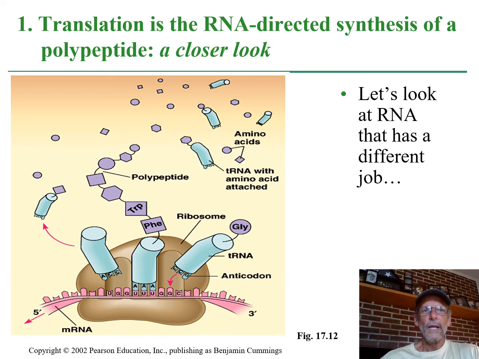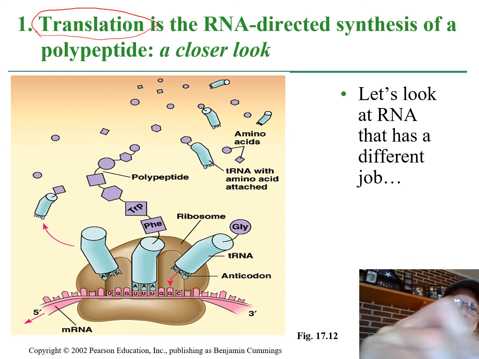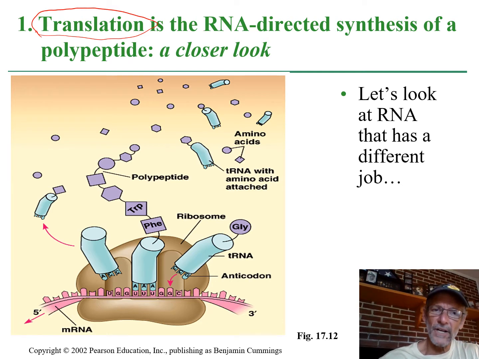Here's now the process called translation. We've made this RNA, and now we're going to use it to make proteins. Well, now we have some different kinds of RNA. First of all, the ribosome, this is the ribosome, right? Small part, large part. The ribosome is made of RNA itself.